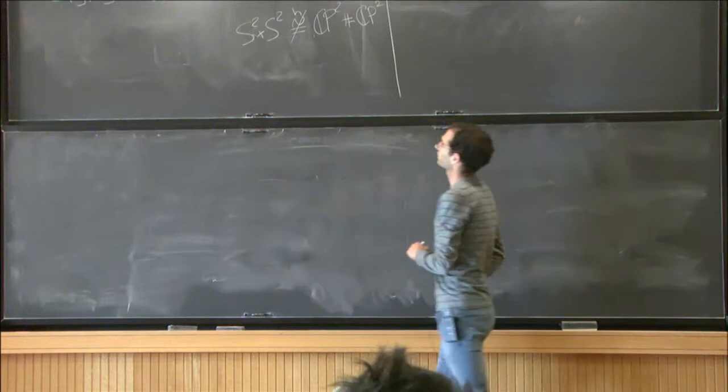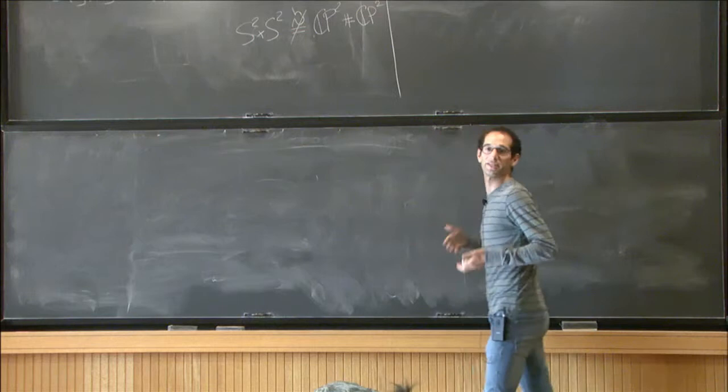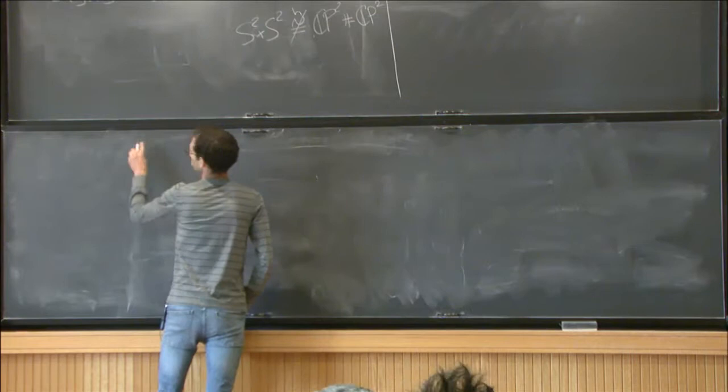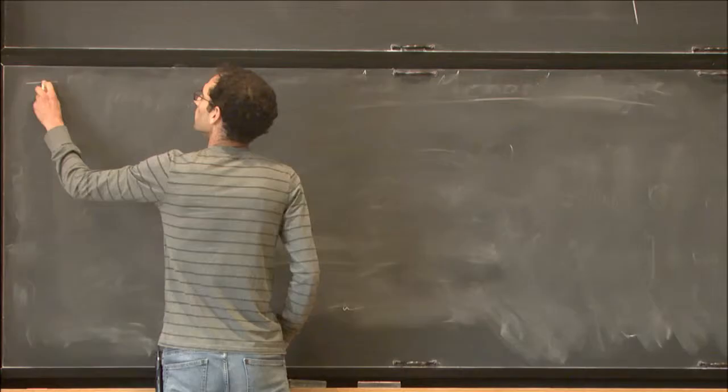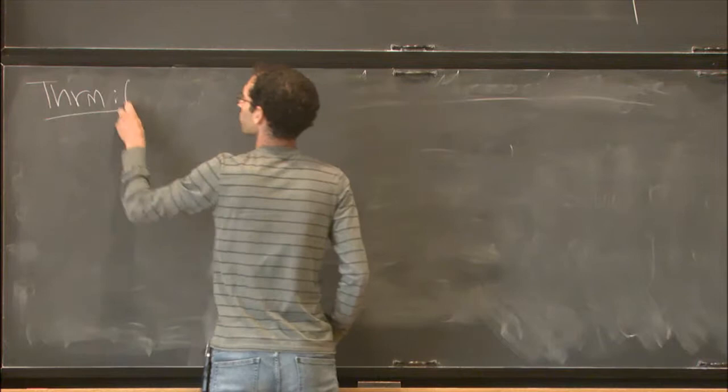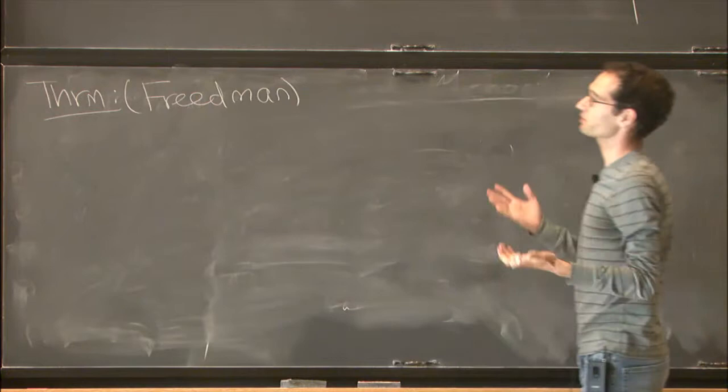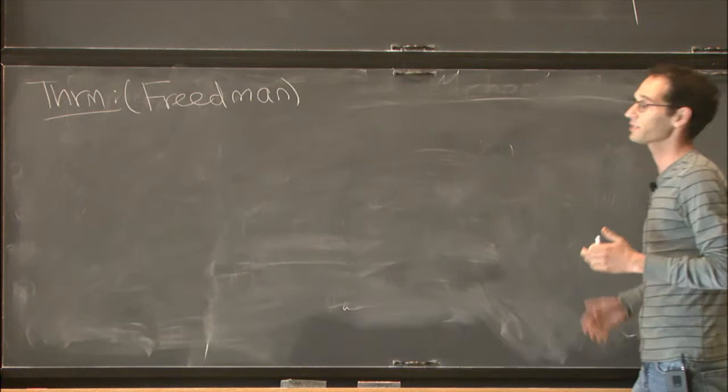Okay, great. So what are we going to do? Let's maybe step back and understand intersection forms a little bit better before we try to move on to smooth structures too carefully. So let me start with the theorem of Freedman. The first question about this invariant is maybe which symmetric bilinear forms can we realize? And the answer in some sense is every single one.